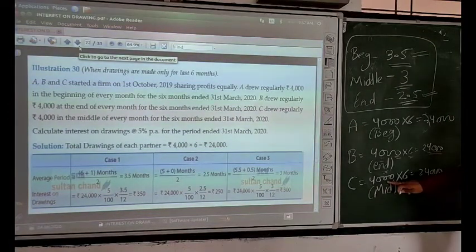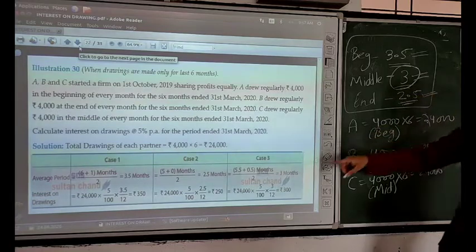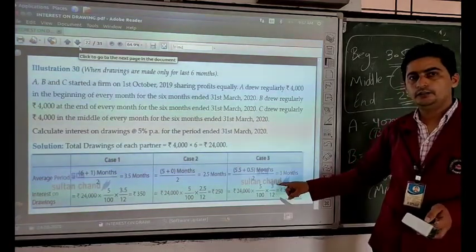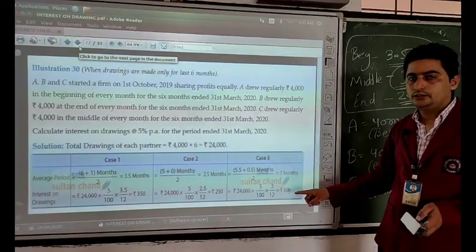Let us talk about C. C is withdrawing 4,000 for 6 months. Total drawing will be 24,000. He is withdrawing in the middle, so the average period of time will be 3 months. So 24,000 into 5 by 100 into 3 by 12. Amount will be 300. Okay students.